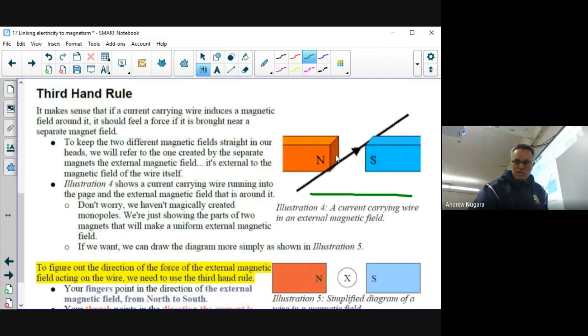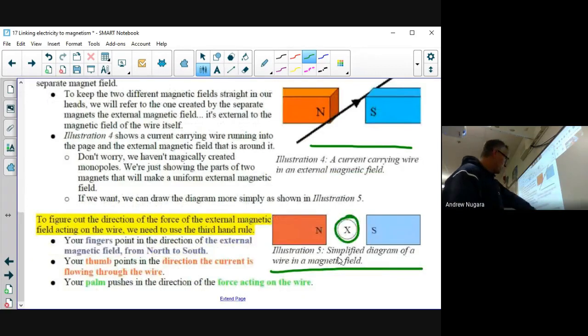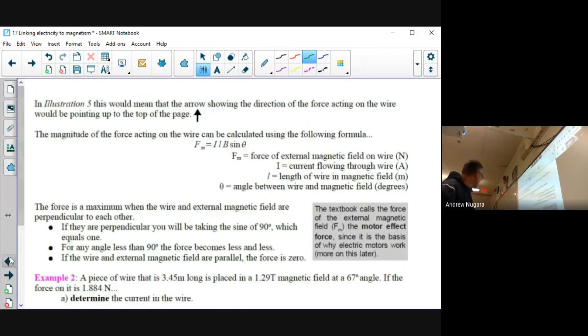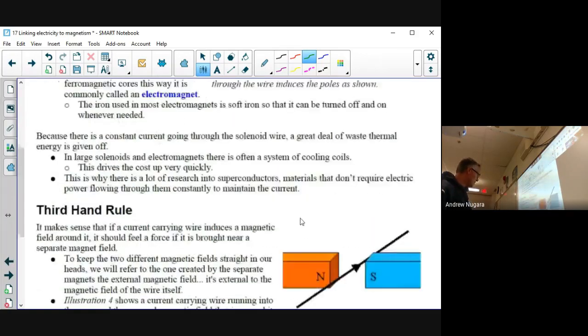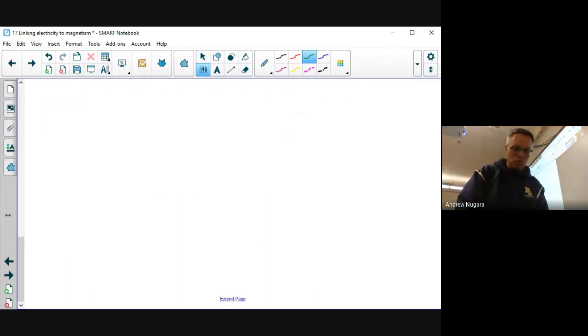Okay. Here's another way that you can depict that down here. The wire is going into the board. So thumb into the board, magnetic field from north to south, so that way, and my palm is pointing up. So therefore, the magnetic force on this wire is going to be up. So the wire is going to want to be pushed up. Okie dokie. That's the basics of it. Oh, and we're going to have to make up a whole bunch of examples here because that's not sufficient. So let's do a bunch of examples on the third hand rule.